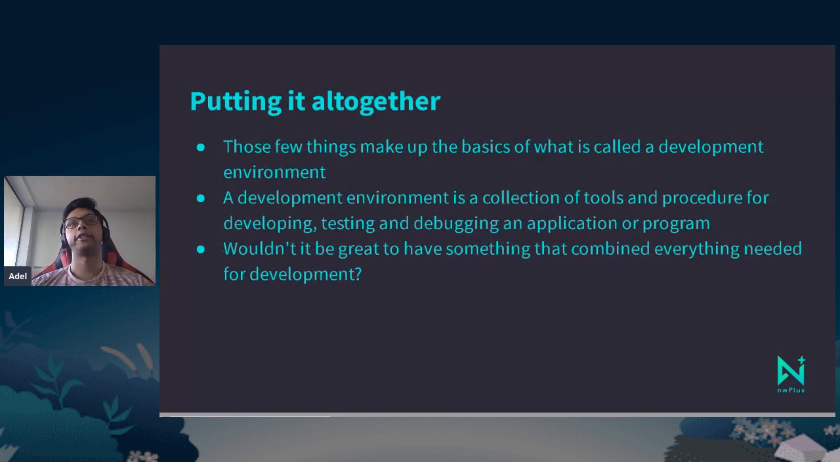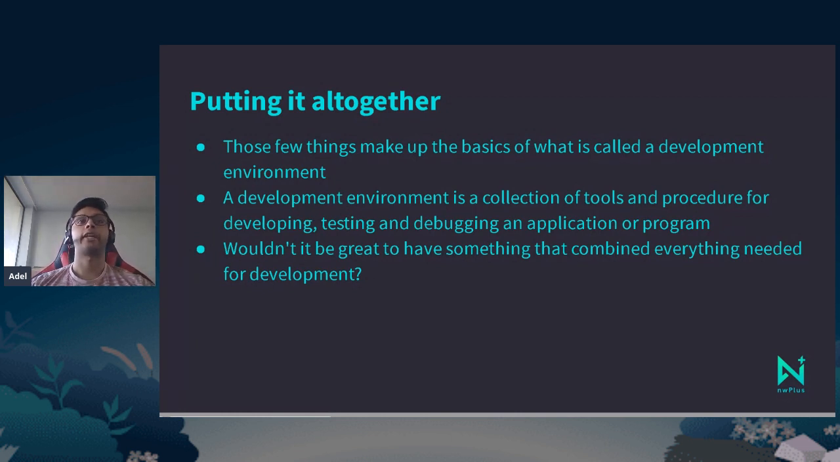So let's put it all together. Basically, the three things that I talked about, writing code, debugging, and compilation, all make up the basics of what is called a development environment. A formal definition for a development environment is just that it's a collection of tools and procedures for developing, testing, and debugging an application.